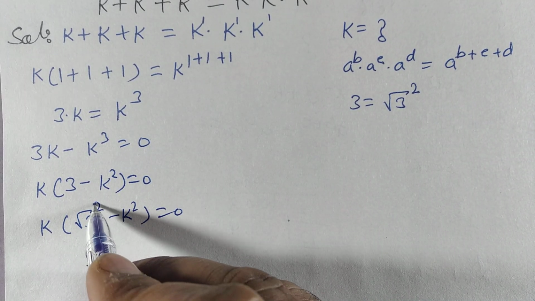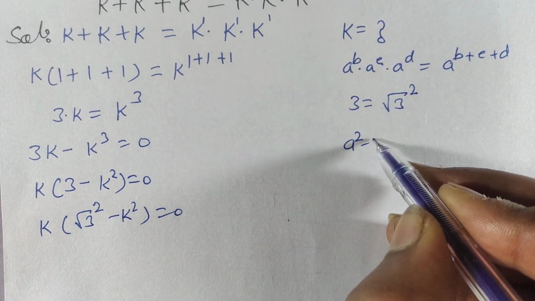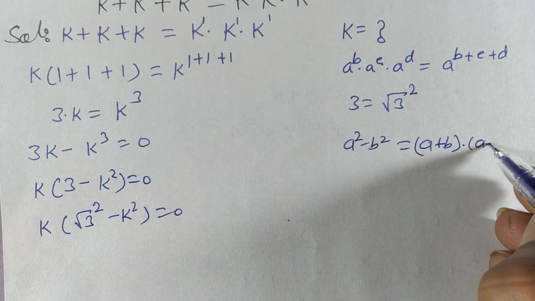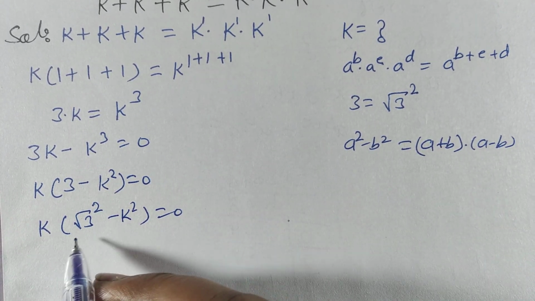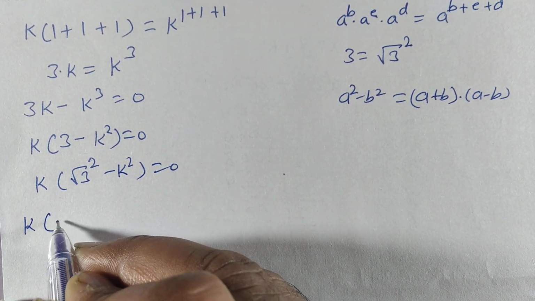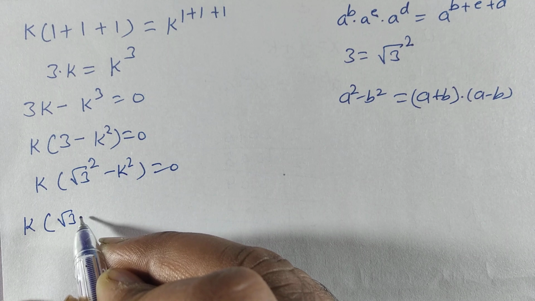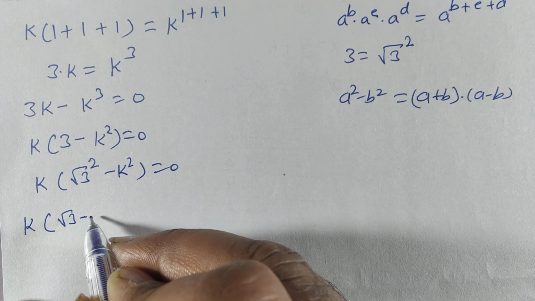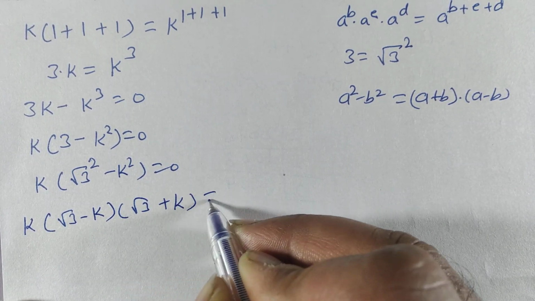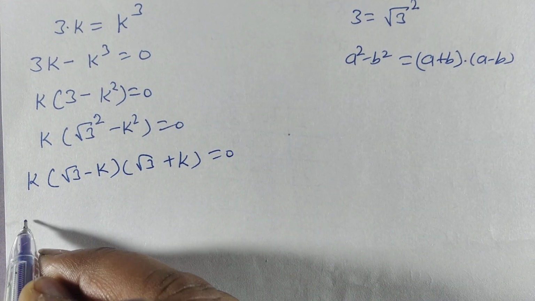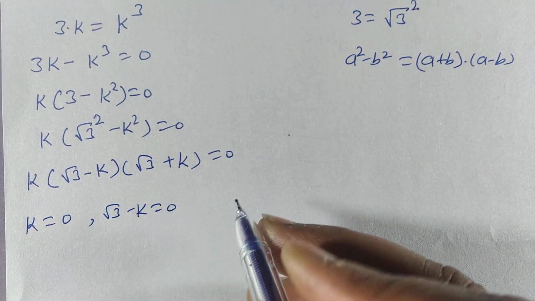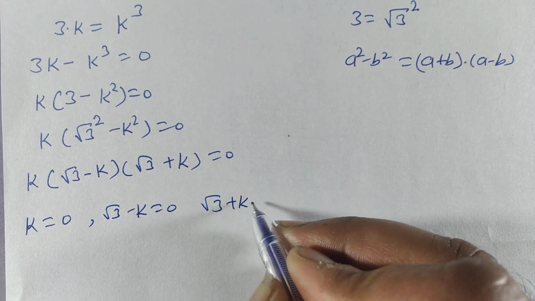By the identity, a square minus b square is equal to a plus b times a minus b. Applying the same identity here, k times square root of 3 plus k times square root of 3 minus k is equal to 0. So k is equal to 0, square root of 3 minus k is equal to 0, and square root of 3 plus k is equal to 0.